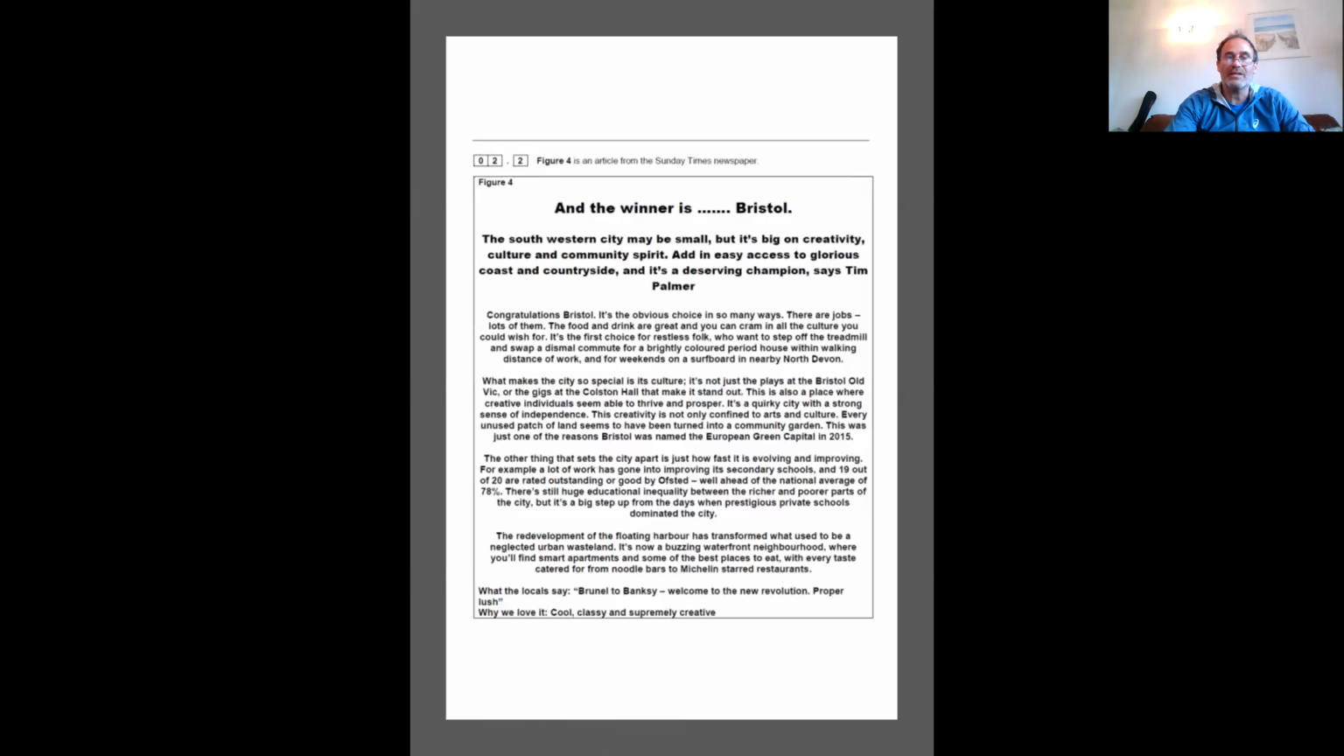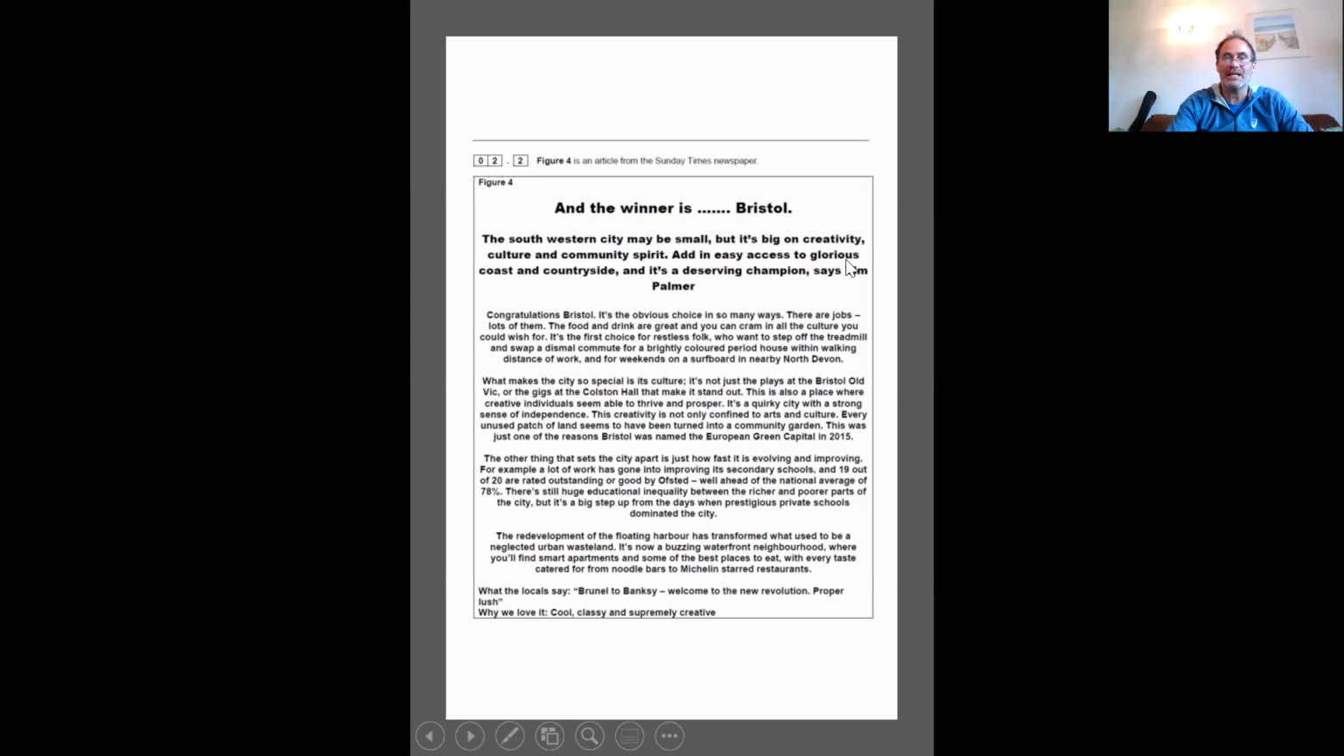So if I go back here, there will be things on here that are purely about the internal side of Bristol. If you have a look at this one here, it says the southwestern city may be small, but it's big on creativity, culture, and community spirit.